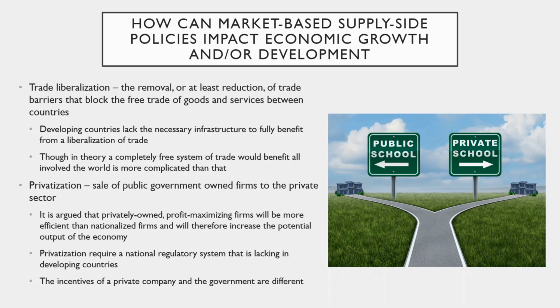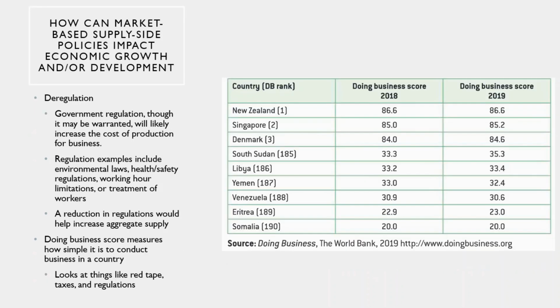We're next going to talk about market-based supply-side policies and how they can lead to economic growth. Trade liberalization. We talked a lot about trade liberalization and how that helps with economic growth. Privatization is the sale of public government-owned firms to the private sector. It's argued that the privately owned profit firms will be more likely to maximize profits. It'll lead to higher employment. Privatization requires a national regulatory system that is lacking in developing countries. So if you don't have the government to do this, you can't do it. You also get different incentives for a private company and the government.